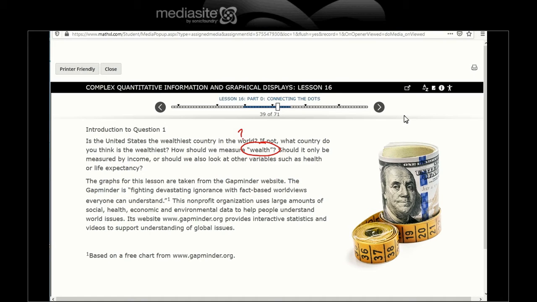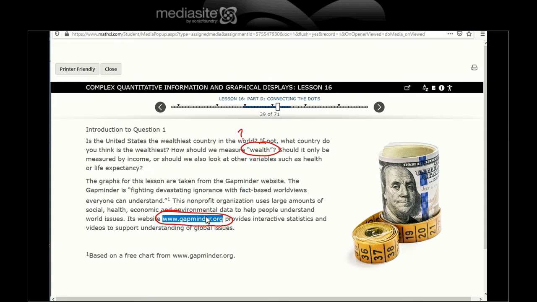The Gapminder is fighting devastating ignorance with fact-based worldviews everyone can understand. This nonprofit organization uses large amounts of social, health, economic, and environmental data to help people understand world issues. Its website, www.gapminder.org, provides interactive statistics and videos to support understanding of global issues.